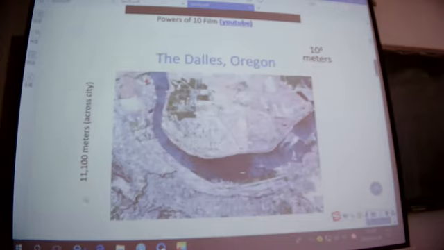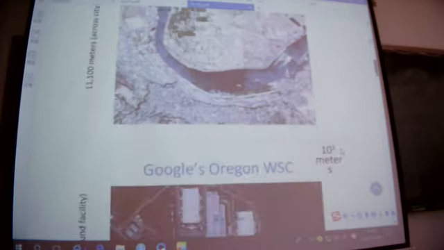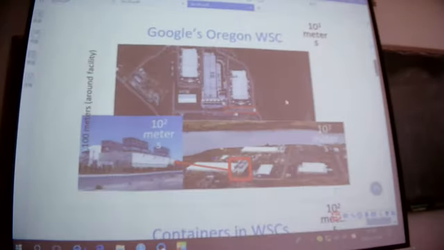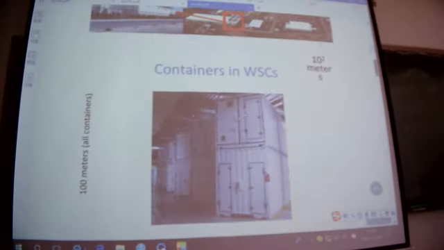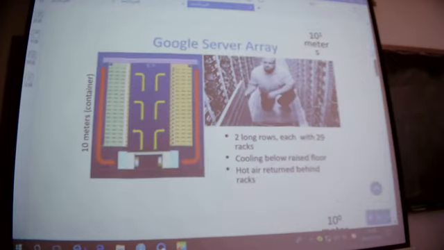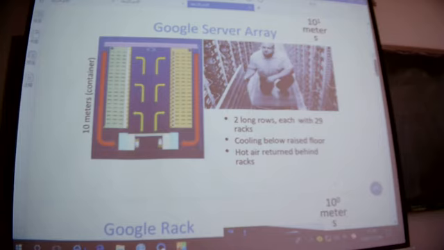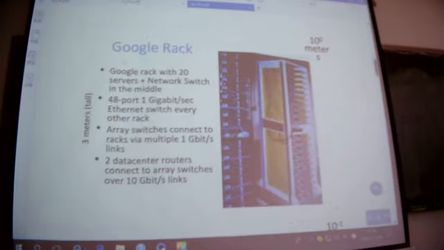So there is the data center's origin, and Google's origin, the WSC, and these are containers in the WSC. There is a Google server array. You can see Google is very useful and very famous. A Google rack has 20 servers with a network switch in the middle. The array switch connects to racks by multiple 1 GB links.